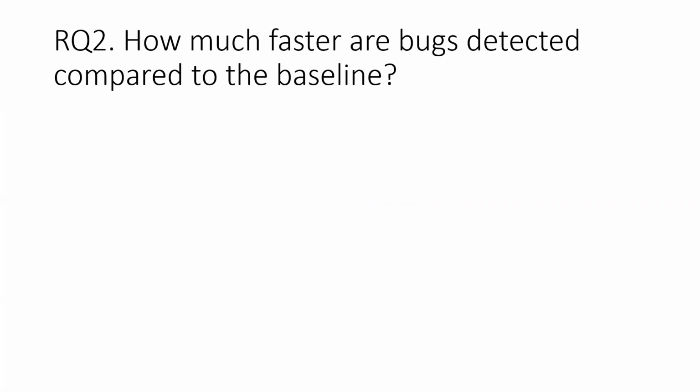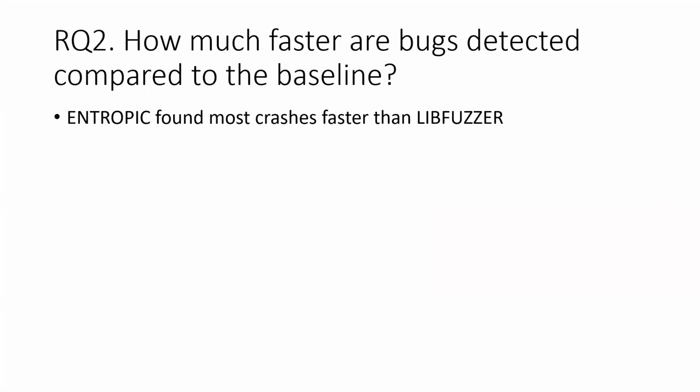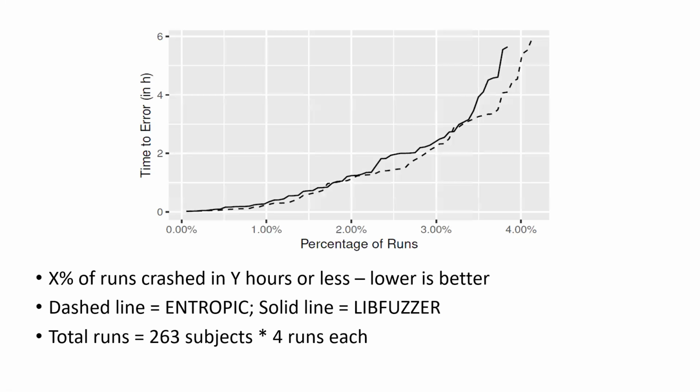So how much faster are bugs detected compared to the baseline? Entropic found most crashes faster than DeepFuzzer, and they also found some new crashes. In this graph, it shows the X percentage of runs that crashed in Y number of hours or less. The dashed line is for Entropic and the solid line is DeepFuzzer.